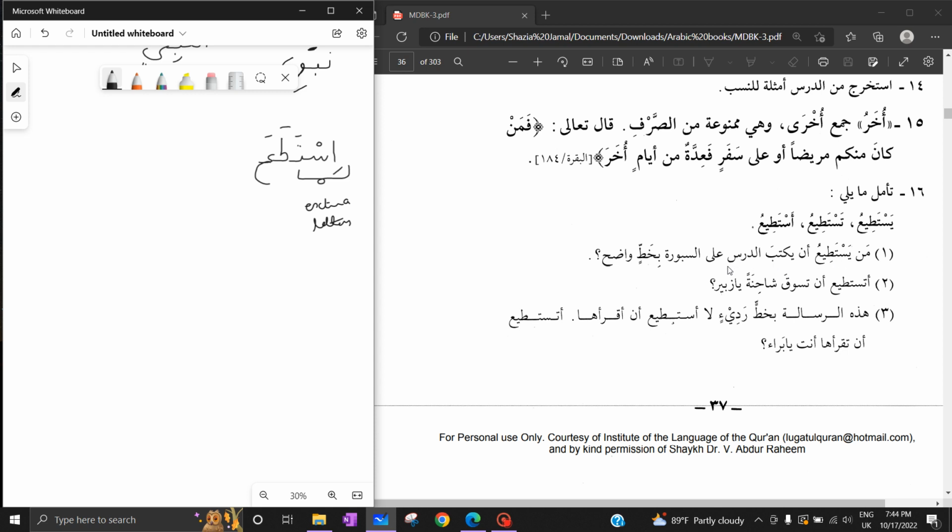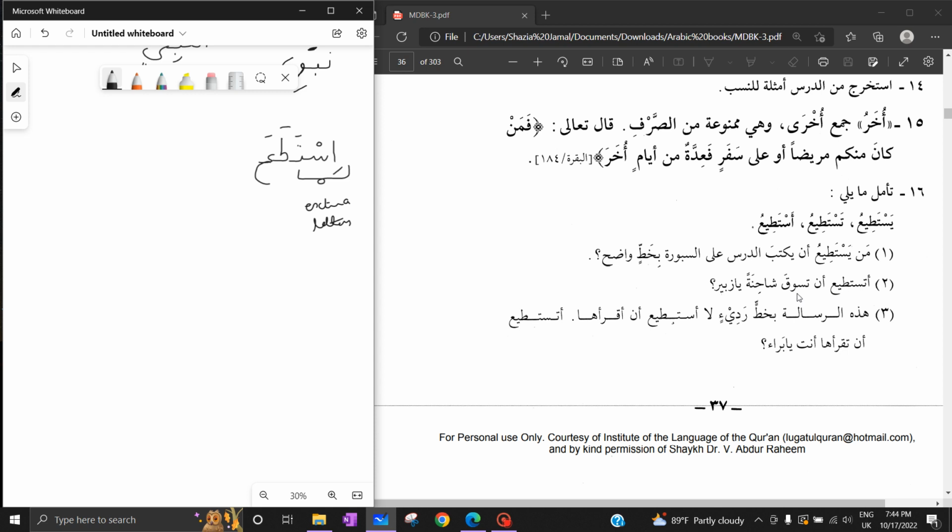Ad-darsa, the lesson. Ala sabburati, on the board. Bi khattin, with the handwriting. Wadih means clear. Wadaha, to be clear. It comes from the word wadaha, which means to be clear. Wadih means clear.